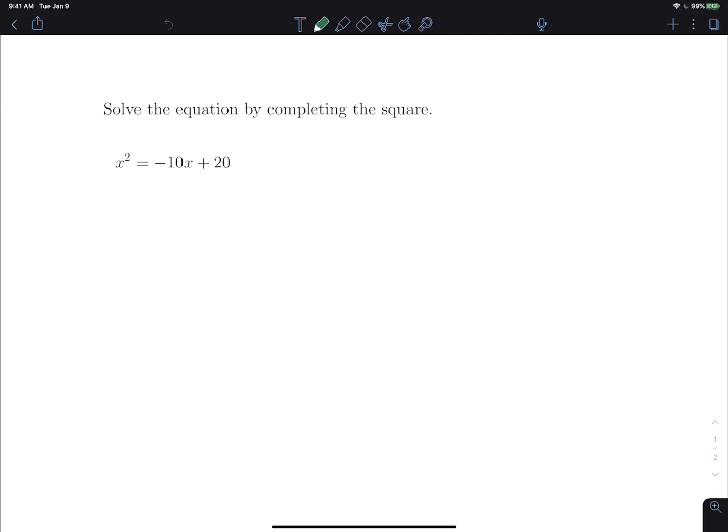Hello. In this video, we're going to solve the equation by completing the square. The equation we have here is x squared equals negative 10x plus 20.